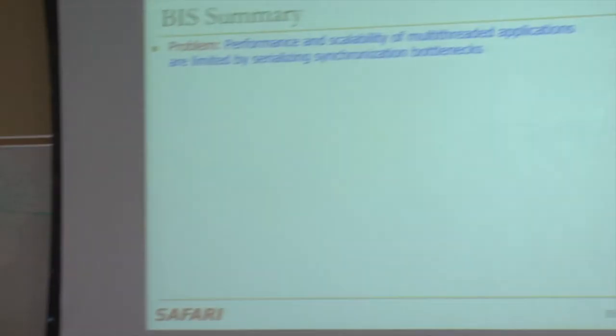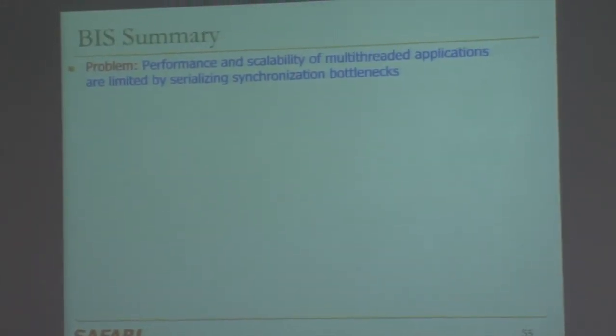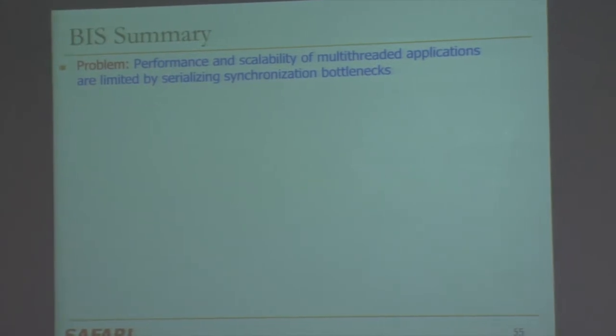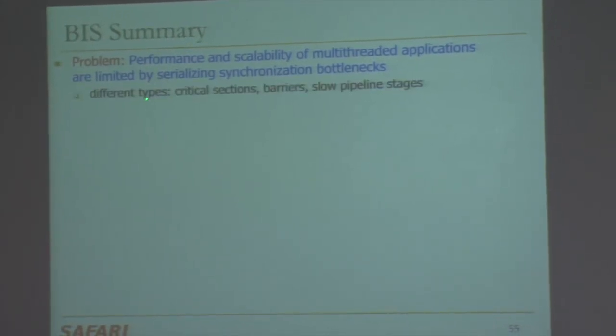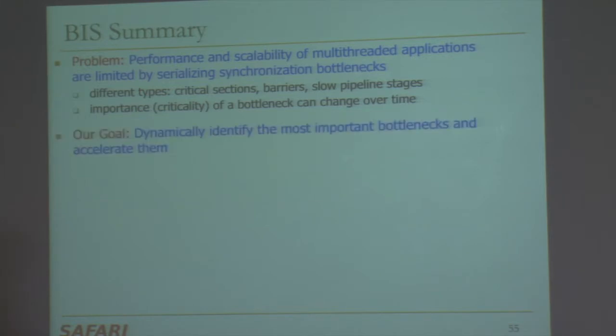So the problem is what we've discussed. Performance and scalability of multi-threaded applications are limited by these serializing synchronization bottlenecks. And these could be of different types. Critical sections we've discussed heavily, but they could be barriers or slow pipeline stages. And what I've not shown you is that the importance or criticality of a bottleneck can actually change over time. And we're going to try to fix that here. The bottleneck can quickly change over time, and I'll show you some data with that.